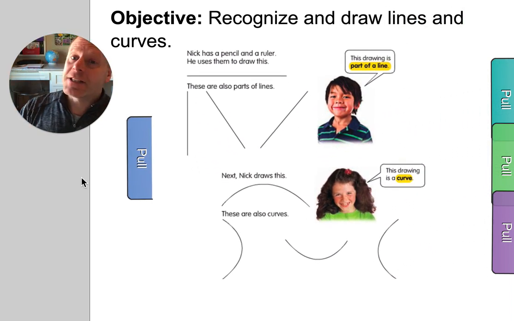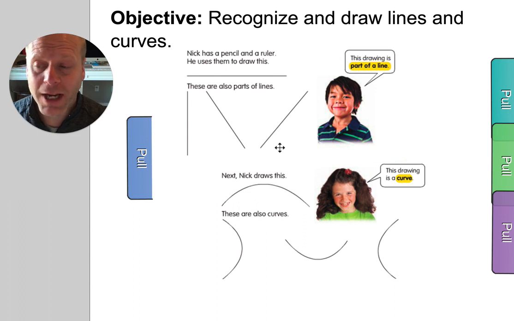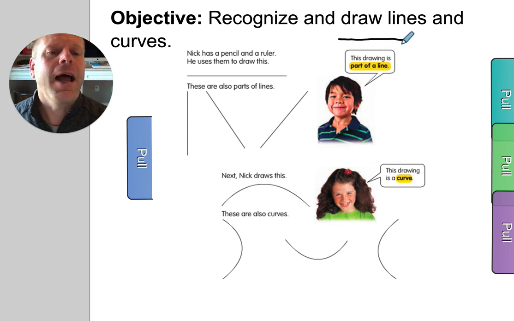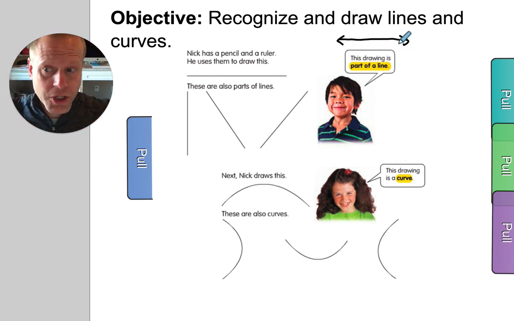So, Nick has a pencil and a ruler. He uses them to draw some very straight lines. Okay? Now the book is going to be very precise about the language they use. Technically, if I say something is a line, it goes on forever. A line in geometry as you get older has arrows on both sides, and it means that it goes on forever in each direction. So technically, this shape is not a line, right? Or this part. It's part of a line.